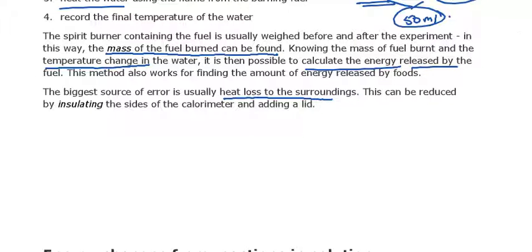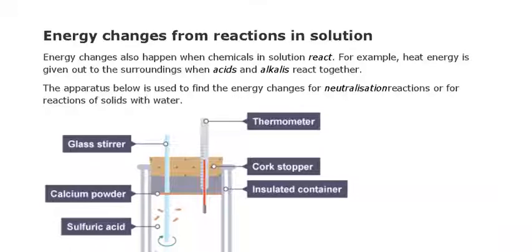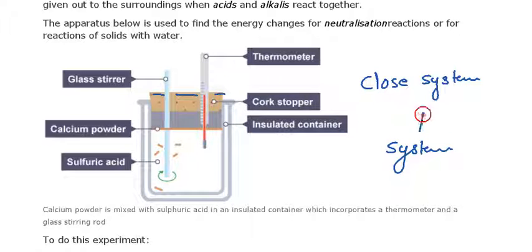So to remove this error, we can use insulating sides, meaning you add a lid on the container like this. You are making a closed system. In a closed system, heat is not allowed to pass from the system to the surroundings, so the loss of heat is not visible in the experiment.